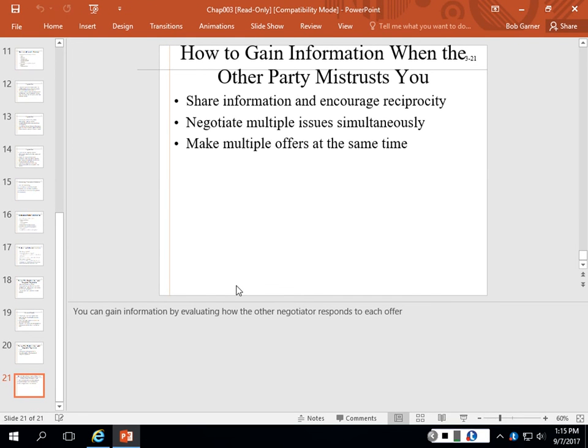All right, so how to gain information when the other party mistrusts you. The other party doesn't know you, they don't trust you. So share information. If I give information, what's that saying? I'm open. I'm willing to do this for you so we can build trust. Negotiate multiple issues simultaneously. Don't try to just railroad one thing. Go, look, here's three options. And options are always a good way to build trust, because what you're saying is, I'm open to whichever one of these works best for you. I don't have one certain way.